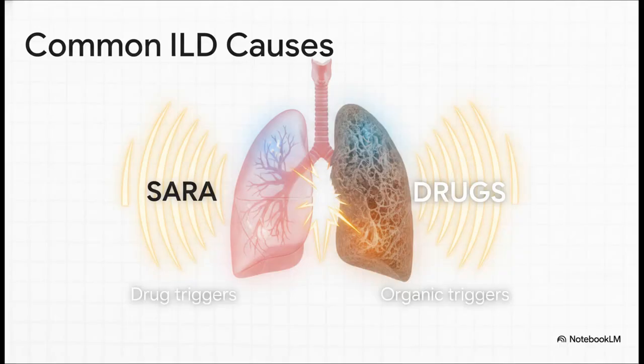Now, mapping these causes to their predominant zones can drastically narrow down your differential before a single test comes back. And we have some great mnemonics for this. For upper lobe predominance, think Sarah has to be sick from chronic ankle pain.